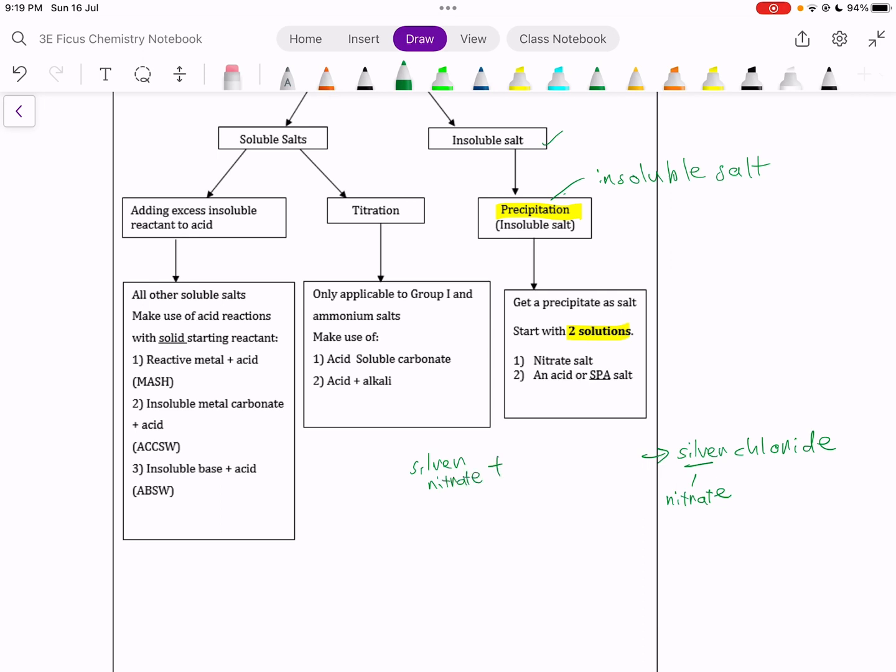The second one is your chloride. This one can be an acid, which in this case is hydrochloric acid, or otherwise a SPA salt. So we have a couple of options for the chloride. You can have sodium chloride, I just show you as one example now, otherwise potassium chloride.